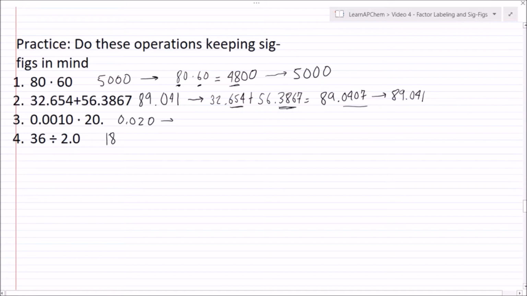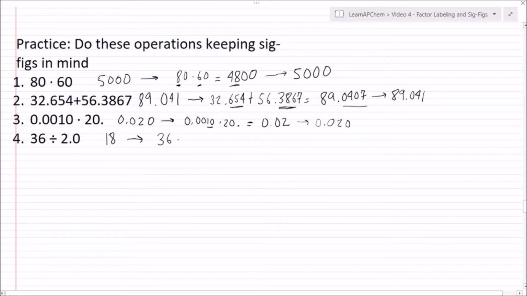Alright, for the third one, again, we're just going to multiply 0.001 times 20, and I'm going to end up with 0.02, and we can see here that both of these have 2 sig figs, and we can see that 20 has 2 because of the dot after it. So I have to add the 0 afterwards. So I'll make that just a little more clear, 0.020. It would not be correct without that last 0.